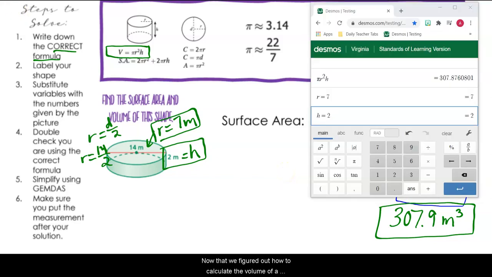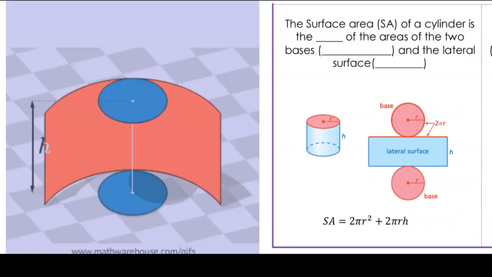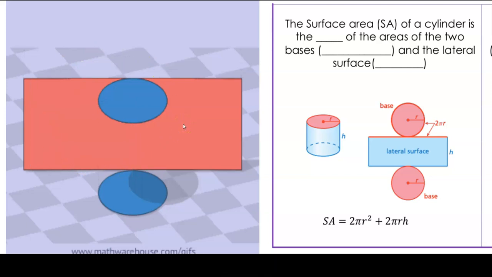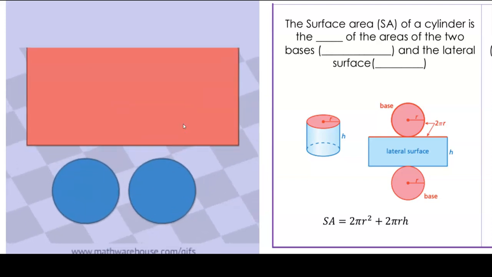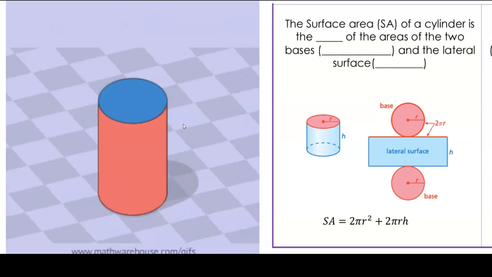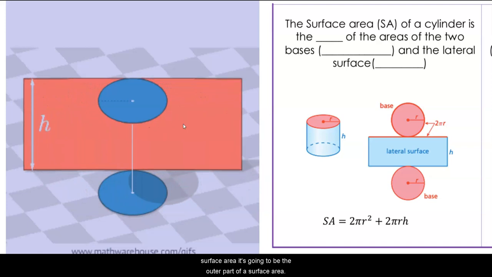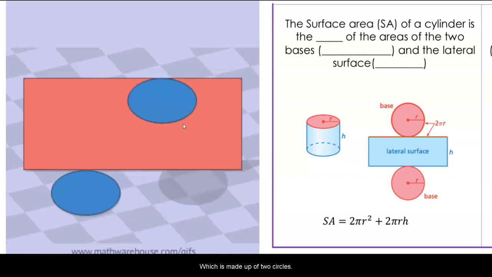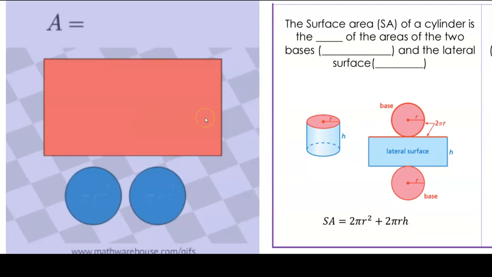All right, now that we've figured out how to calculate the volume of a cylinder, let's take a look at surface area. I want you to just notice what's happening on the left side of the screen. So what you should be noticing is that for surface area, it's going to be the outer part of a cylinder, which is made up of 2 circles and 1 rectangle.